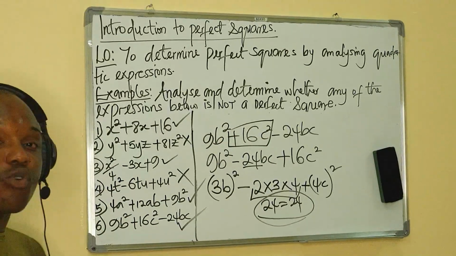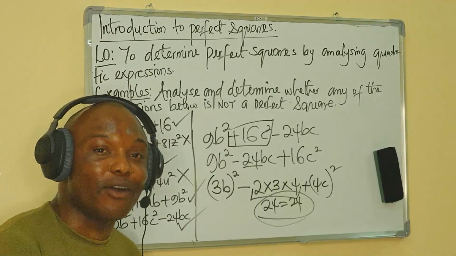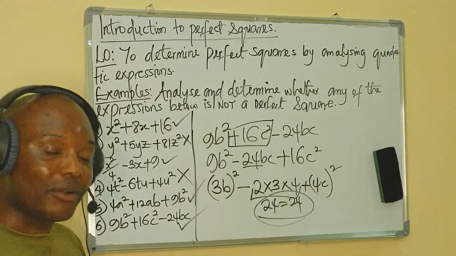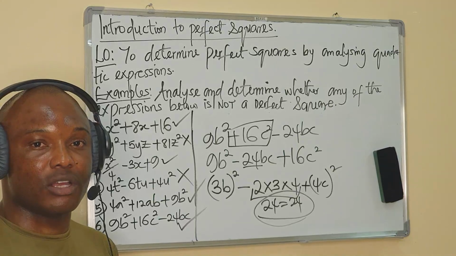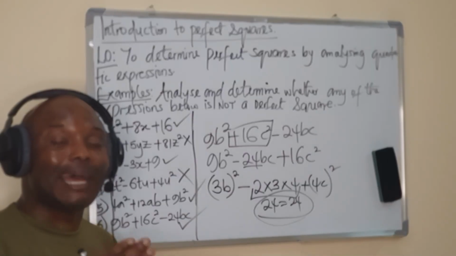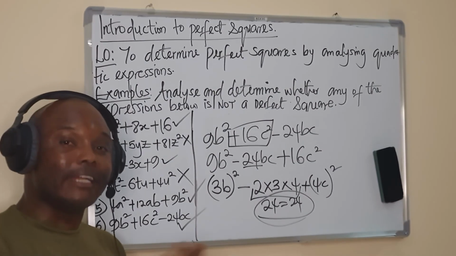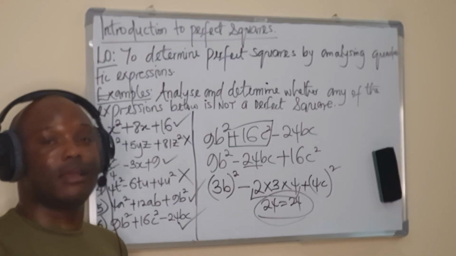This is how you run analysis of an expression to see whether it is or is not a perfect square. I'm going to show you another method of checking whether an expression is a perfect square. But for now, try practicing this method of finding out whether an expression is or is not a perfect square, before going over to the next method, which is the discriminant formula method.